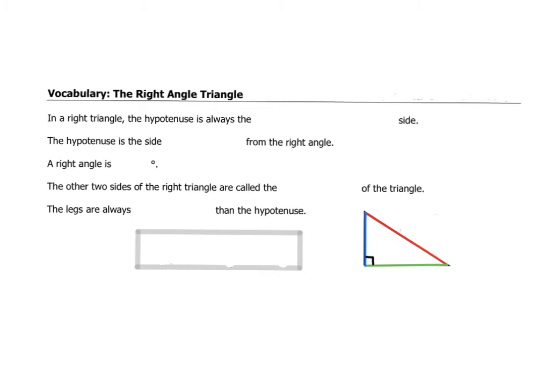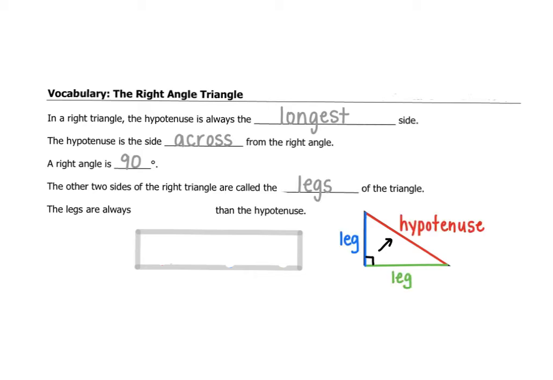So let's summarize with some vocabulary about the Pythagorean theorem. First of all, in a right-angled triangle, the hypotenuse is always the longest side. The hypotenuse is the side across from the right angle. A right angle is 90 degrees. The other two sides of a right-angled triangle are called the legs of the triangle. The legs are always shorter than the hypotenuse. The Pythagorean theorem tells us that the hypotenuse squared is equal to the leg squared plus the other leg squared.